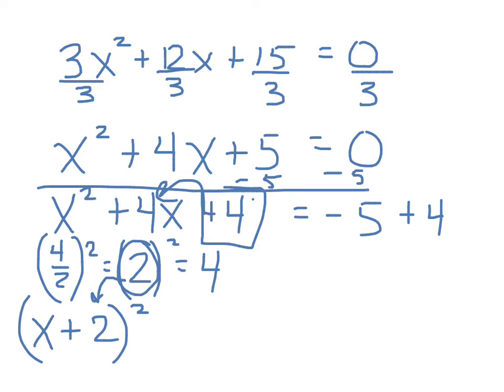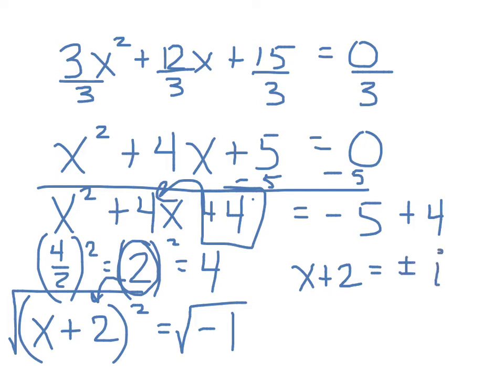On the right-hand side, what's negative 5 plus 4? Negative 1. Now, how do I get rid of square? Square root it. And when I do that, I get x plus 2 on the left side. What do I get on the right side? No. Plus or minus i.